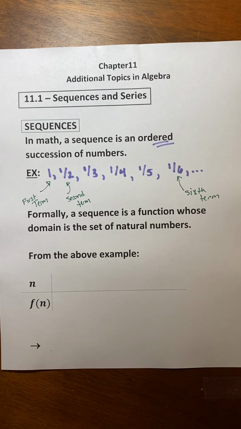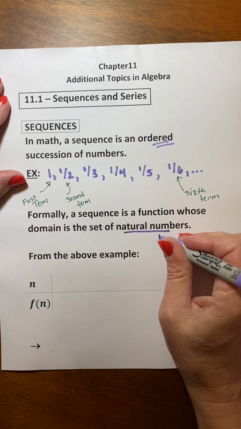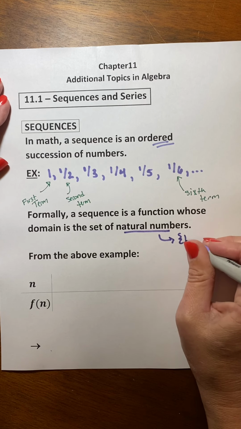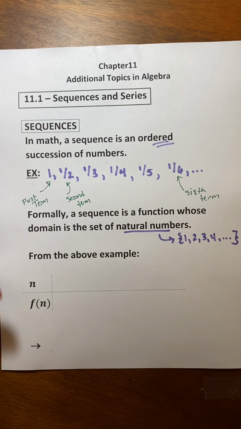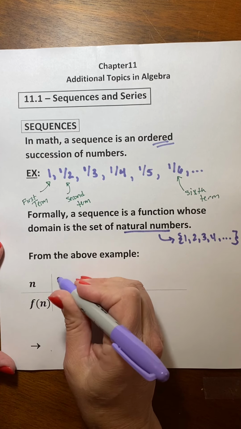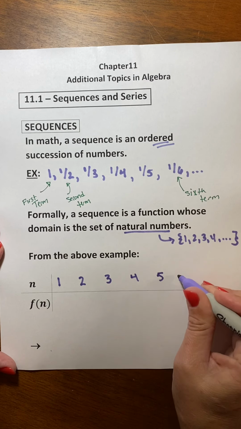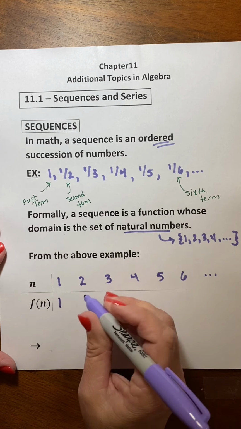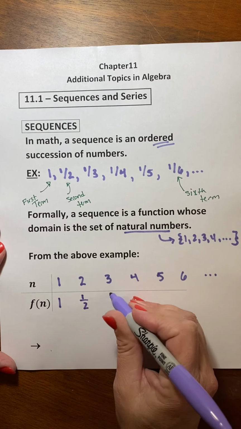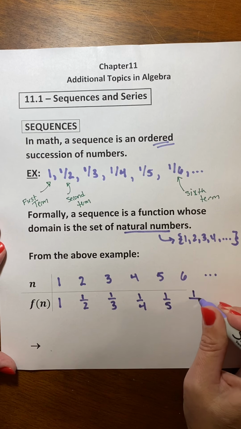Formally, a sequence is a function whose domain is the set of natural numbers. The natural numbers are 1, 2, 3, 4, so forth and so on. So from the above example, my inputs would just be the natural numbers, 1, 2, 3, 4, 5, 6, on and on and on. The output at 1 was 1. The output at 2 was 1/2. The output at 3 was 1/3, so forth and so on.